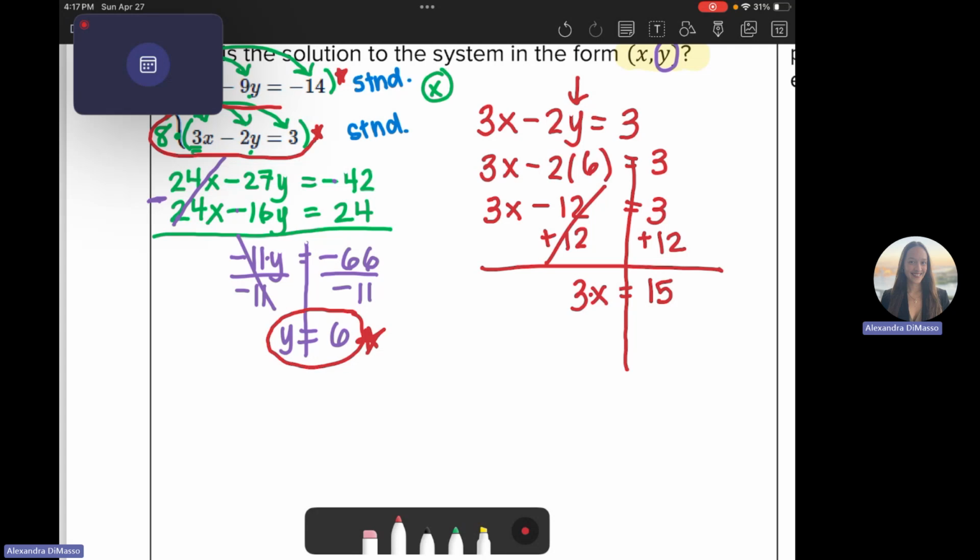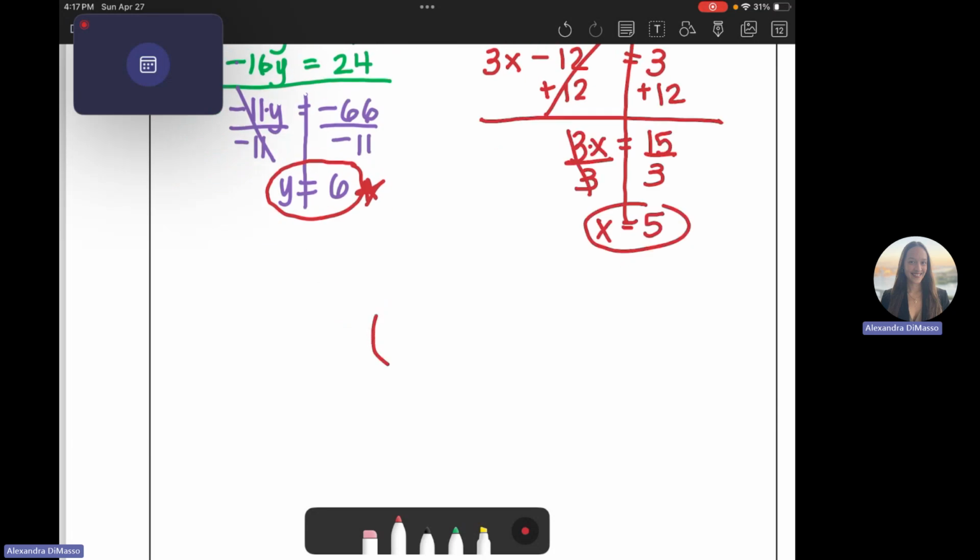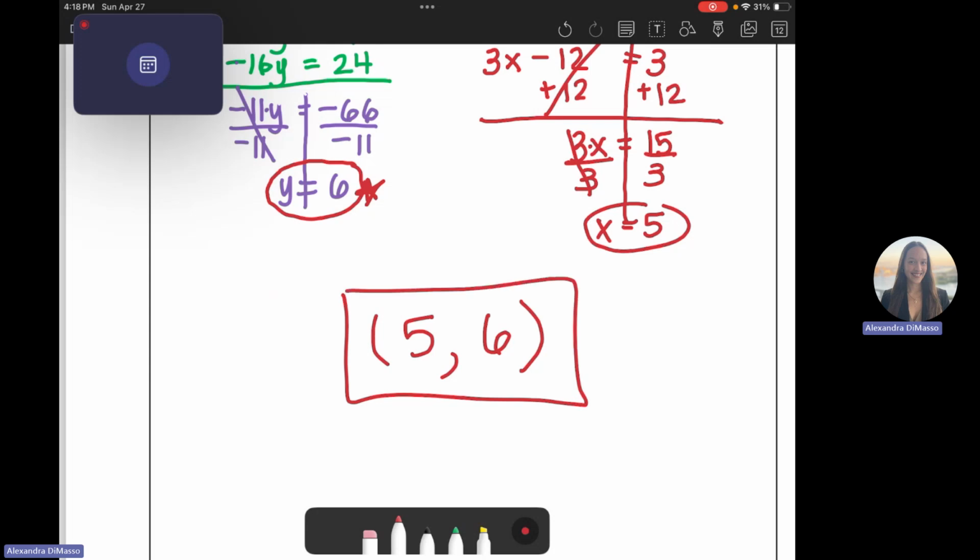My final step is to get rid of the 3. So I divide both sides by 3. And I get x equals 5. So my final answer in the form of x comma y, as a coordinate point, would be 5 comma 6 because our x value goes first and our y value goes second.